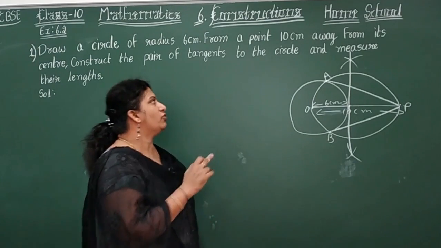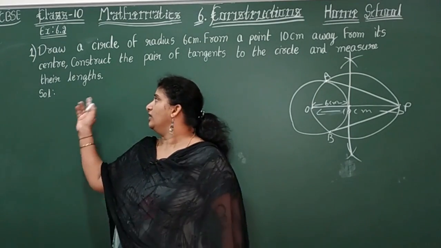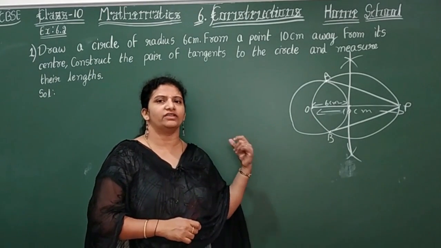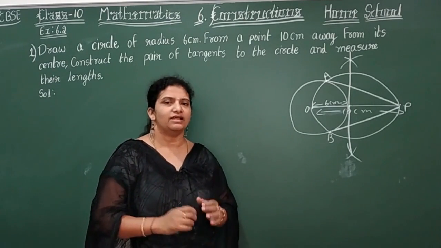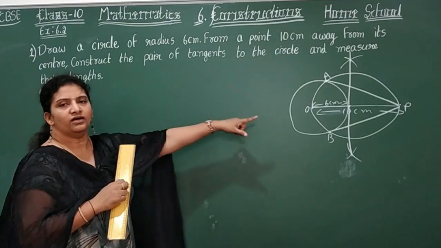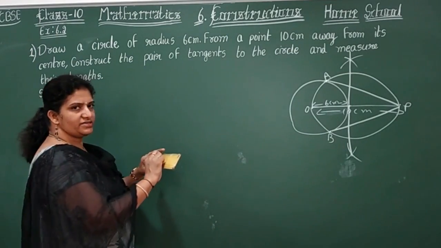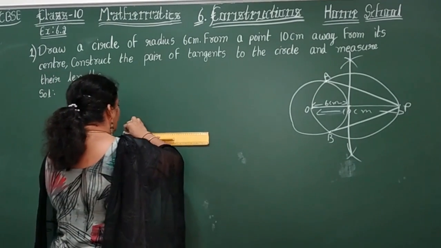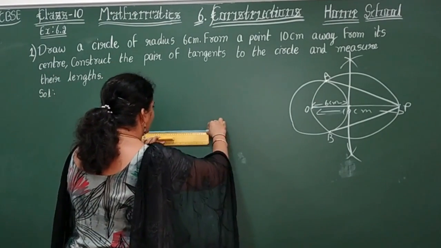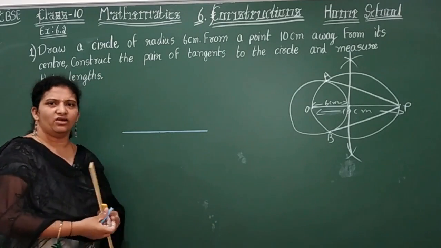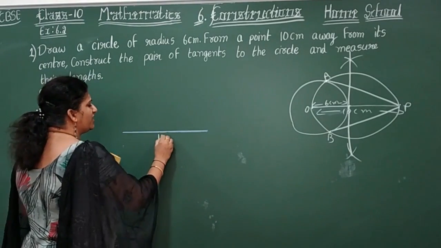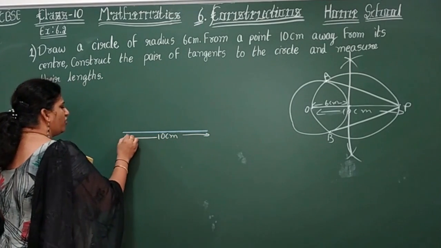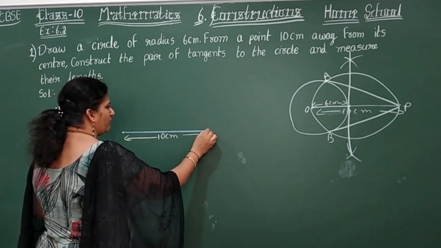Okay, then one more line asked, measure their lengths. So with a scale you can measure, or with the formula you can measure, children. Let's start our construction. 10 centimeters. Okay, so look here carefully. 10 centimeters, draw a line. What is this measurement here, children? 10 centimeters. I have drawn a line segment.